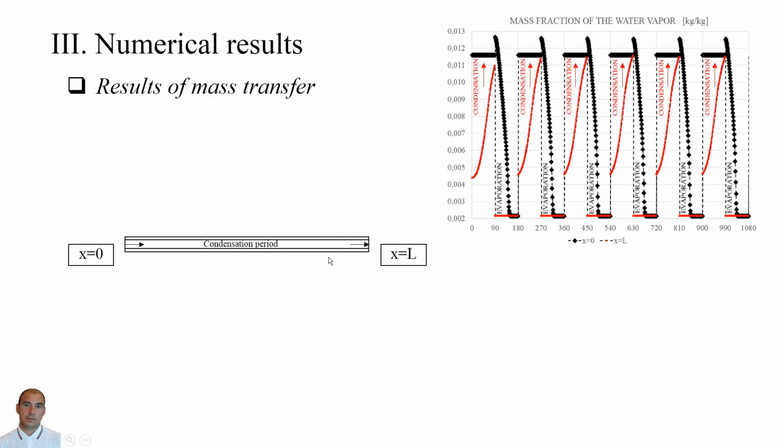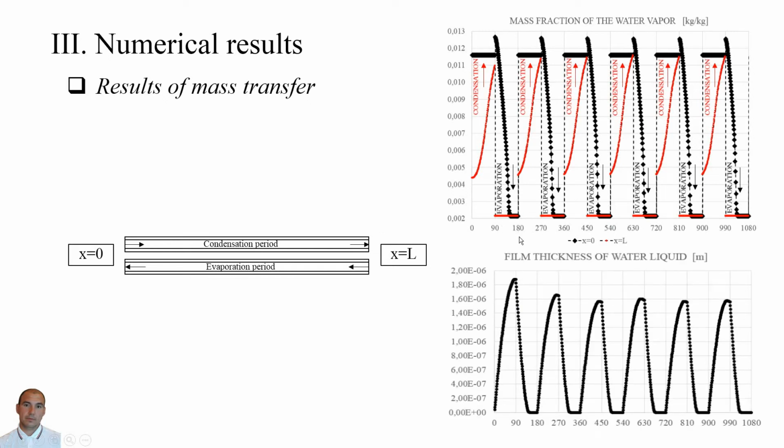This decrease of the mass fraction was due to the condensation of the water vapor in the channel. During the cooling period, the outlet mass fraction of water vapor at x equal to 0 briefly increased due to the intensive evaporation of the condensate, and after that sharply began to decrease until it reached the constant inlet mass fraction at x equal to L, as a result of the full evaporation of the condensate.